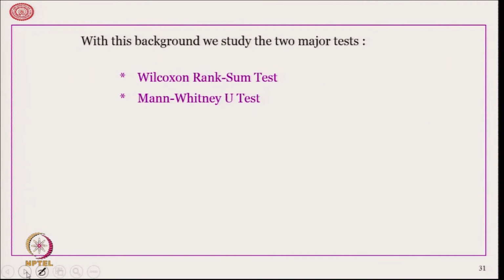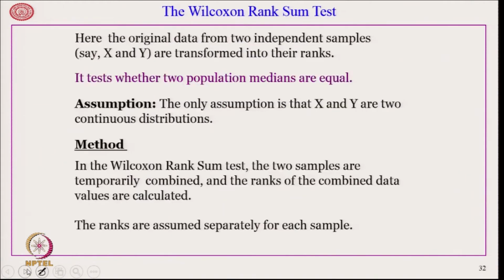With this background, we study two major tests which are called the Wilcoxon rank sum test and the Mann Whitney U test. In the Wilcoxon rank sum test, the original data x and y are from two independent samples. We want to test whether these two populations have the same median. The only assumption that is made is that x and y have continuous distributions. This is very important. What is the method? In the Wilcoxon rank sum test, the two samples are temporarily combined and the ranks of the combined data values are calculated. And then we look at the ranks for x and y separately.